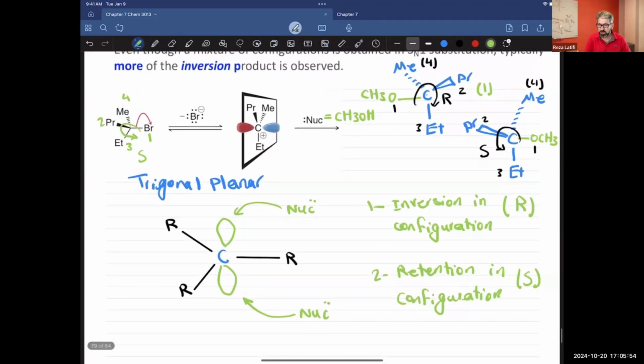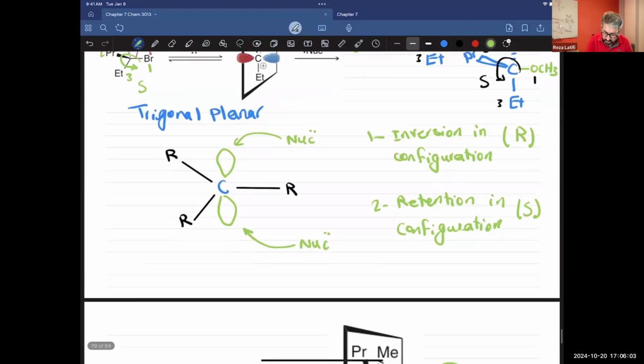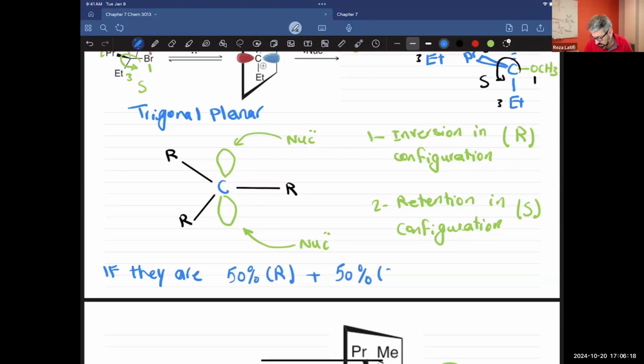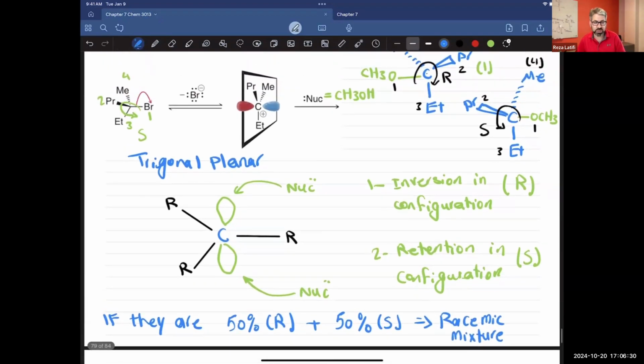Now, how much from each one do I get? Am I going to get 50-50 from each one? If that's the case, I should get a racemic product. If they are 50 from R plus 50 from S, then I will get a racemic mixture. What does it mean? It means no optical activity. I should not see any change with the direction of the polarized light. Okay, let's go after this one and try to answer it.